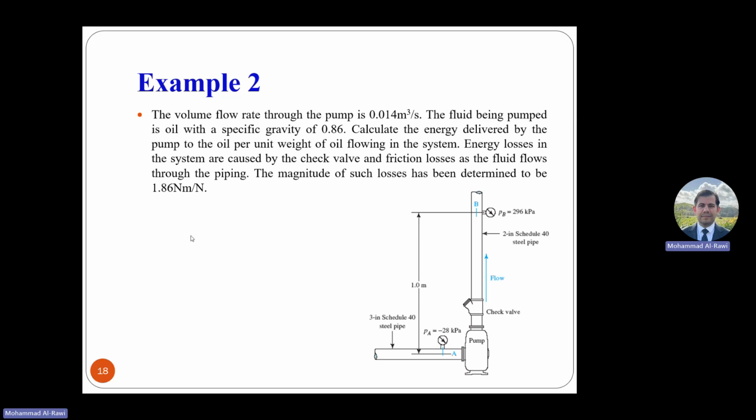Example 2. The volume flow rate through the pump is 0.014 cubic meters per second. The fluid being pumped is oil with a specific gravity of 0.86. Calculate the energy delivered by the pump to the oil per unit weight of oil flowing in the system. Energy losses in the system are caused by the check valve and friction losses as the fluid flows through the pipe. The magnitude of such losses has been determined to be 1.86 newton meters per newton. I give you time just to read the question.